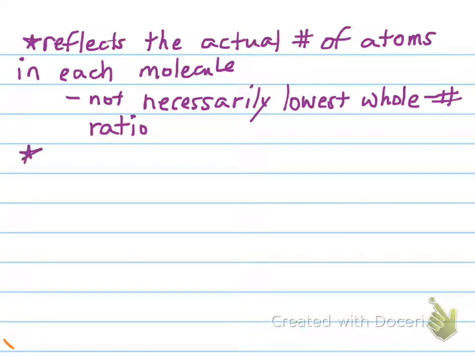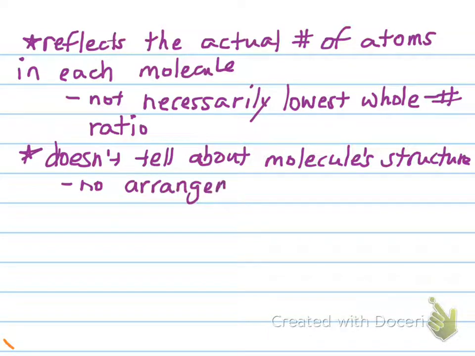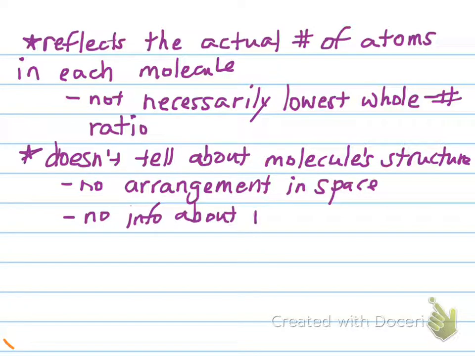One of the problems with a molecular formula is that it doesn't tell about the molecule's structure. So it doesn't tell you about its arrangement in space. It also doesn't tell you which atoms are bonded to one another.